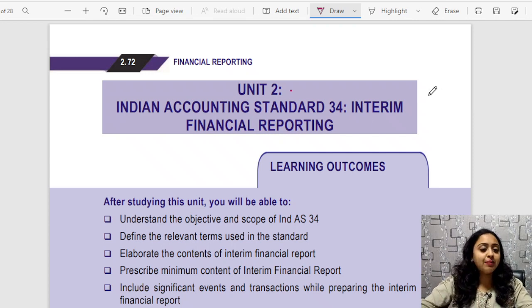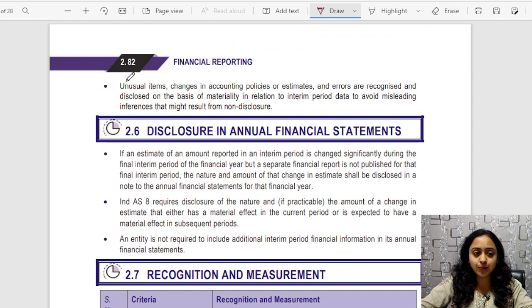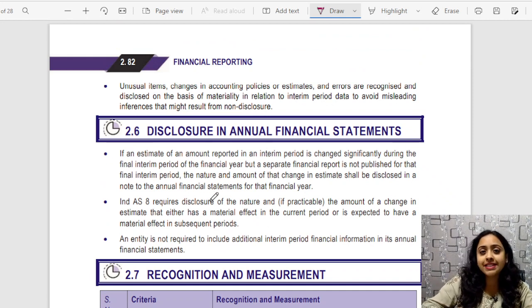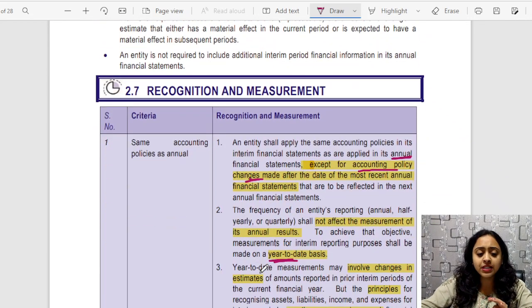Please take out page number 11, that is 2.82 of the ICAI module. We'll first go through some examples and illustrations, and in the end we'll head towards the question answers of chapter number 2, unit number 2, that is interim financial reporting. These examples provide you some better understanding of the concept.